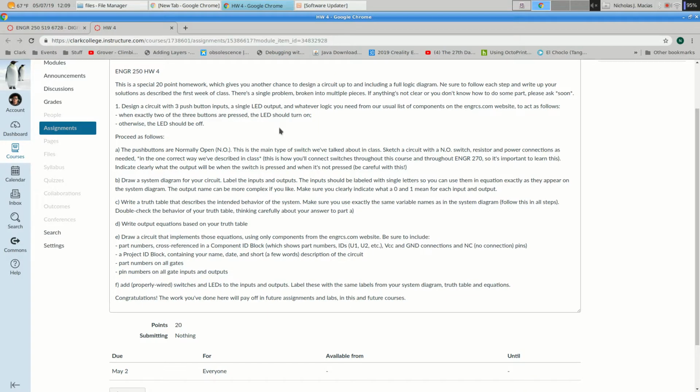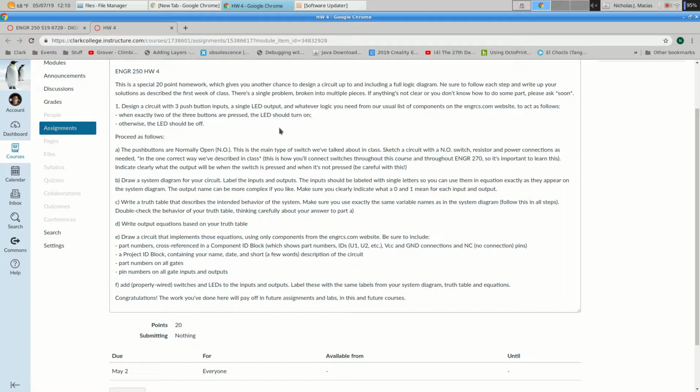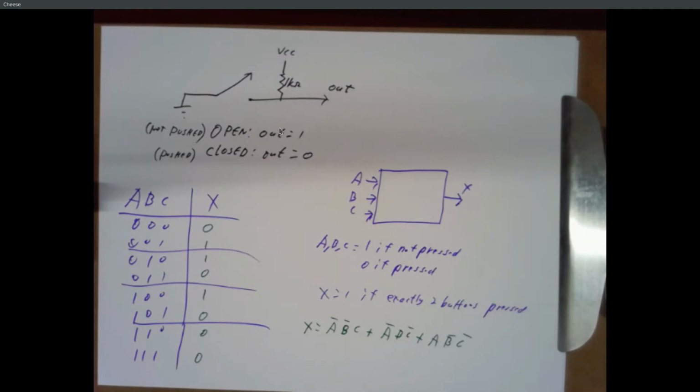So we got a truth table. Write output equations based on your truth table, and then draw a circuit that implements those equations. So based on the truth table, we could do a sum of products and say something like X equals A bar B bar C, or A bar B C bar, or A B bar C bar. So we can write an equation like this, and it's just a sum of three minterms.